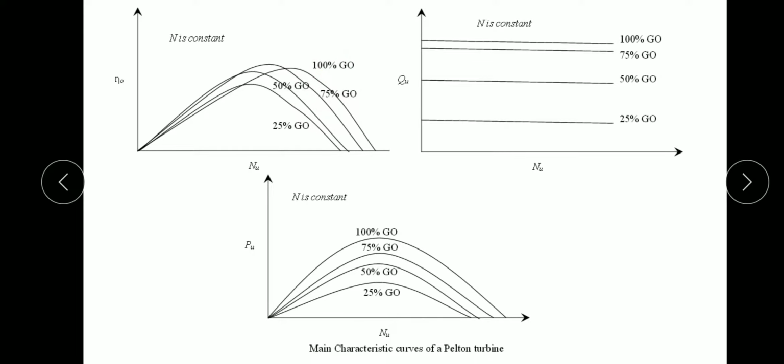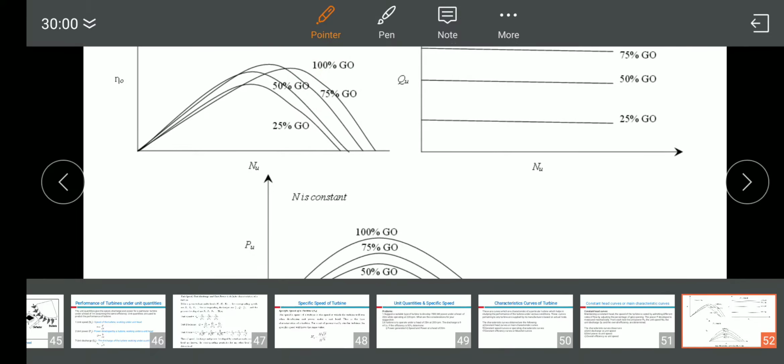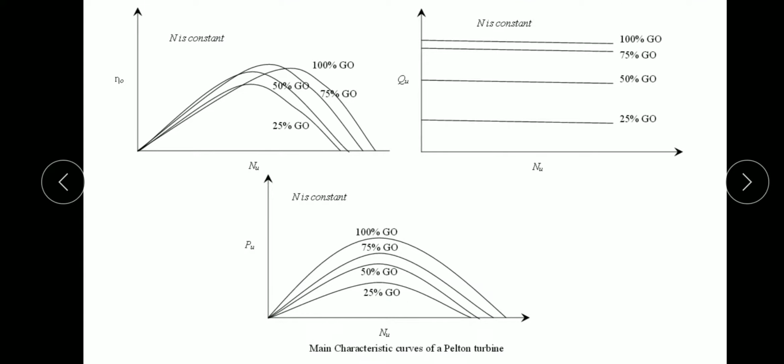So efficiency always should start from 0. That's why all the curves have begun from this point, from 0. If you look at the diagram, at 75% gate opening, we are getting the maximum efficiency value. At 75% gate opening, they are getting the maximum value. At 25% gate opening, we are getting the minimum value for overall efficiency.